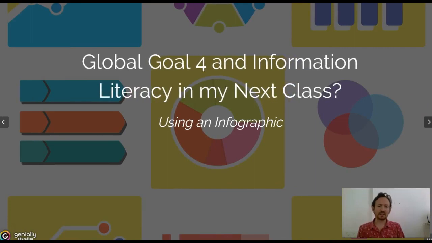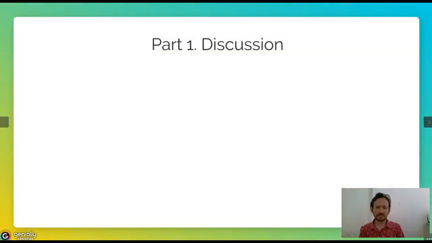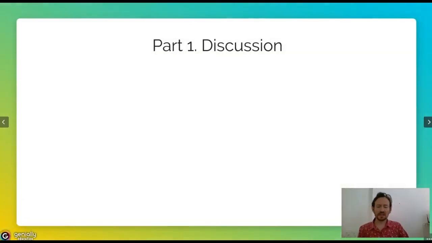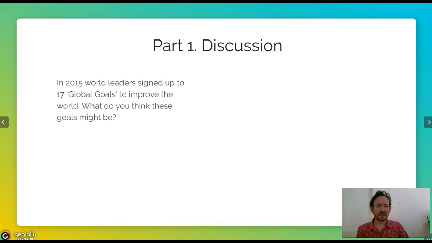I have dealt with Global Goal 4 and information literacy using an infographic, and I have to credit this idea to Nick Peachy, and I have adapted his lesson idea to this context. It all starts with a discussion, and in this discussion students activate their existing knowledge. They talk to each other and think about what these goals might be.